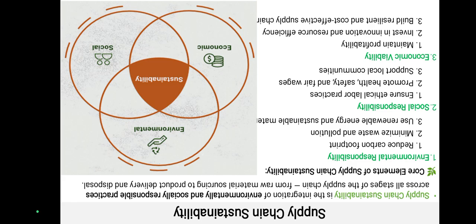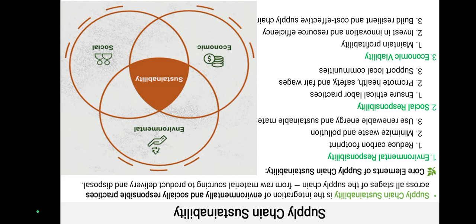If the supply chain has to have a positive impact on the environment, then obviously it should follow sustainable practices. That is nothing but the integration of environmentally and socially responsible practices. If you are not maintaining environmental and social practices, then obviously it will have a negative impact.